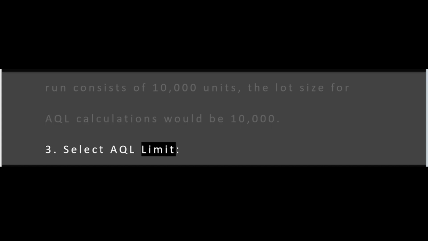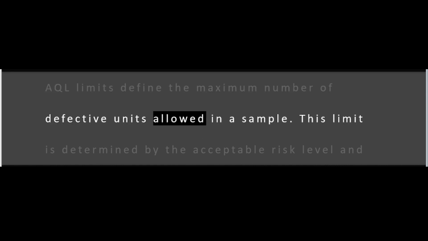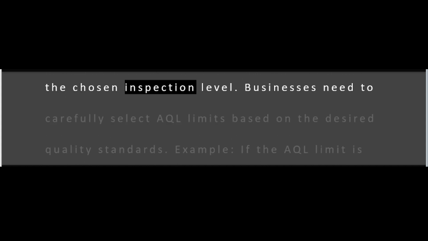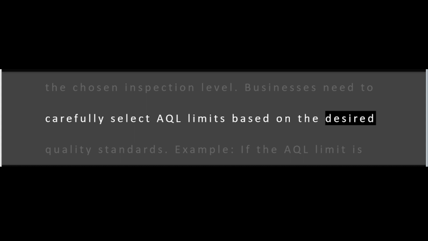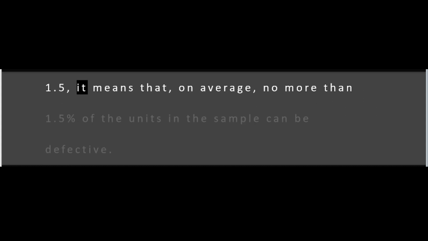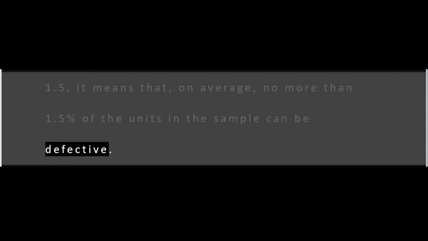3. Select AQL limit. AQL limits define the maximum number of defective units allowed in a sample. This limit is determined by the acceptable risk level and the chosen inspection level. Businesses need to carefully select AQL limits based on the desired quality standards. Example: if the AQL limit is 1.5, it means that, on average, no more than 1.5% of the units in the sample can be defective.